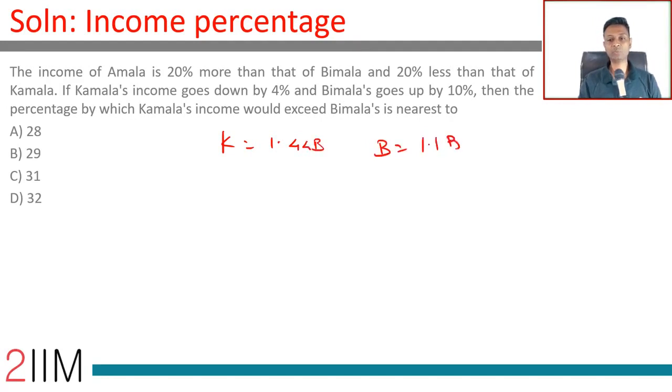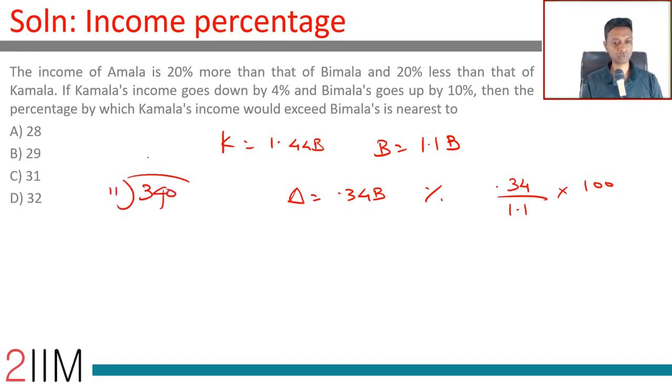Bimala's is 1.1 B. How much is it higher by? The delta is 0.34 B. Percentage it is higher by is 0.34 by 1.1 into 100. 34 by 1.1. And how do we find that? 340 by 11. Goes 3 times 33, 1, 0. 30.999. 30.9 something percent. 31%.